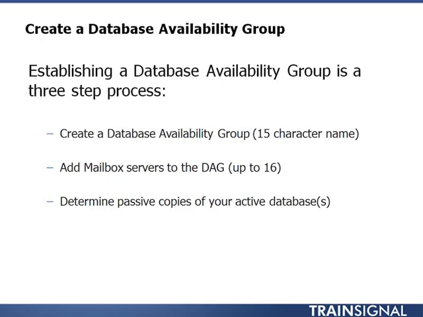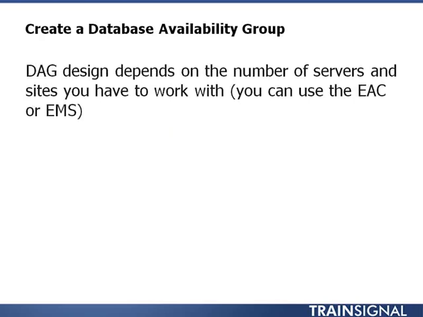Worrying about whether or not you make those lagged copies or not is something that you can do later on. But to establish a DAG and ensure that your databases are protected, really it just involves these three simple steps. Now certainly there's much more to database availability groups, but that's all part of Database Availability Group or DAG design and deployment. And the design depends on the number of servers and the number of sites that you have to work with. But overall, establishing a DAG is done through the EAC or the EMS, the Exchange Admin Center or the Exchange Management Shell.